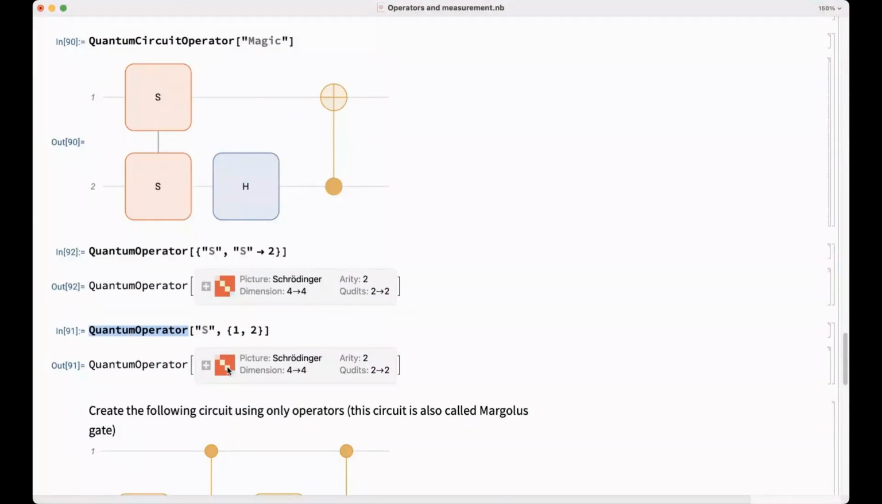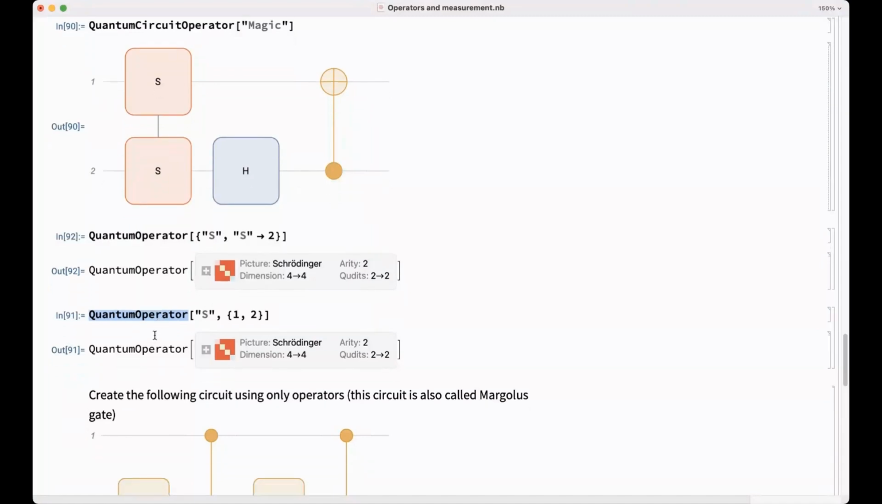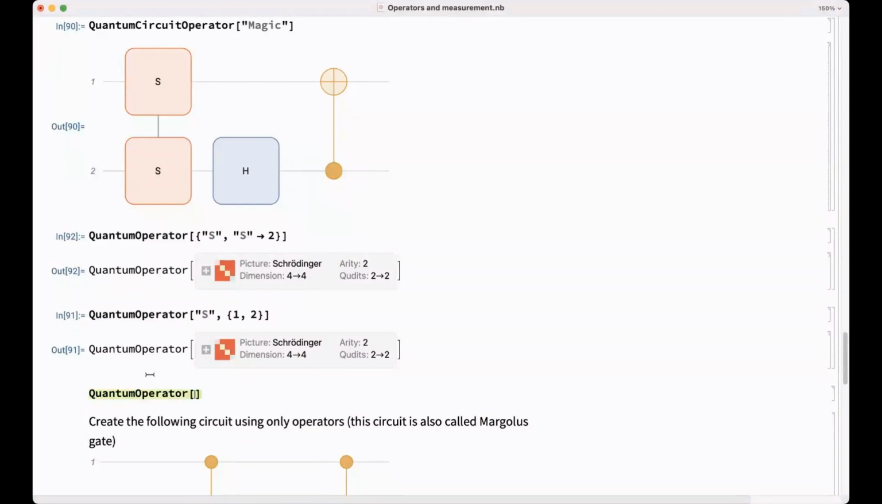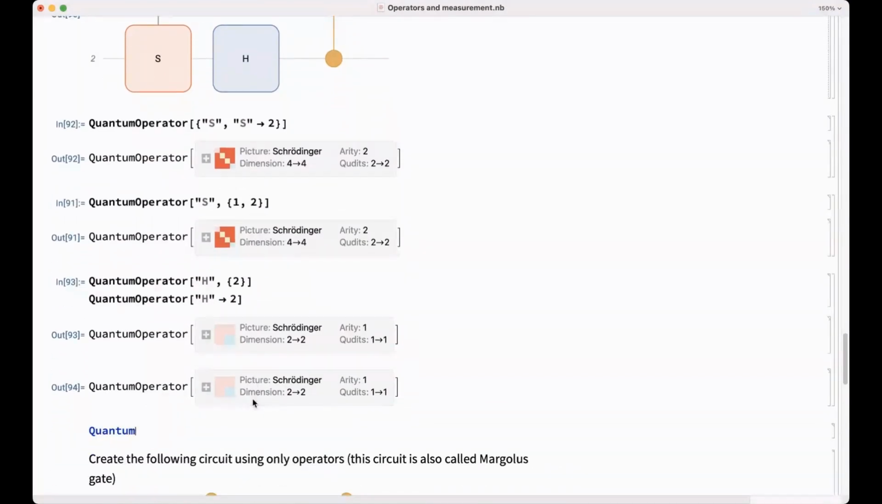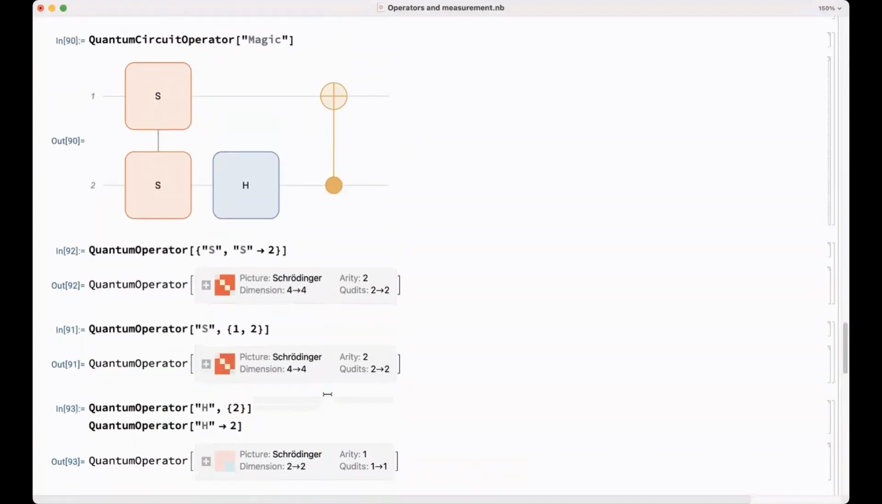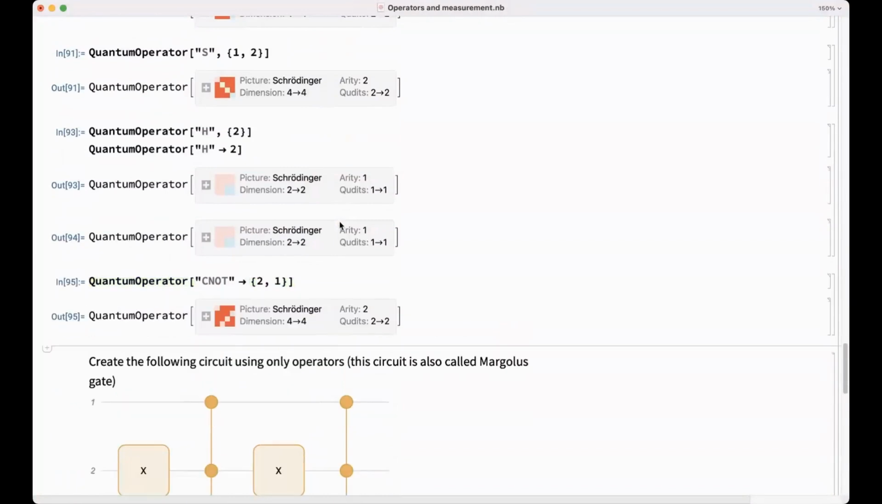But remember, when it comes to the operators, the order of action is the inverse of the diagram that you have. So the next operator that we have is Hadamard on the second one. So now we are going to go Hadamard, but this time on the second one. And then we have C naught, but pay attention to the order. The last one is C naught, where 2 is your control and 1 is your target.